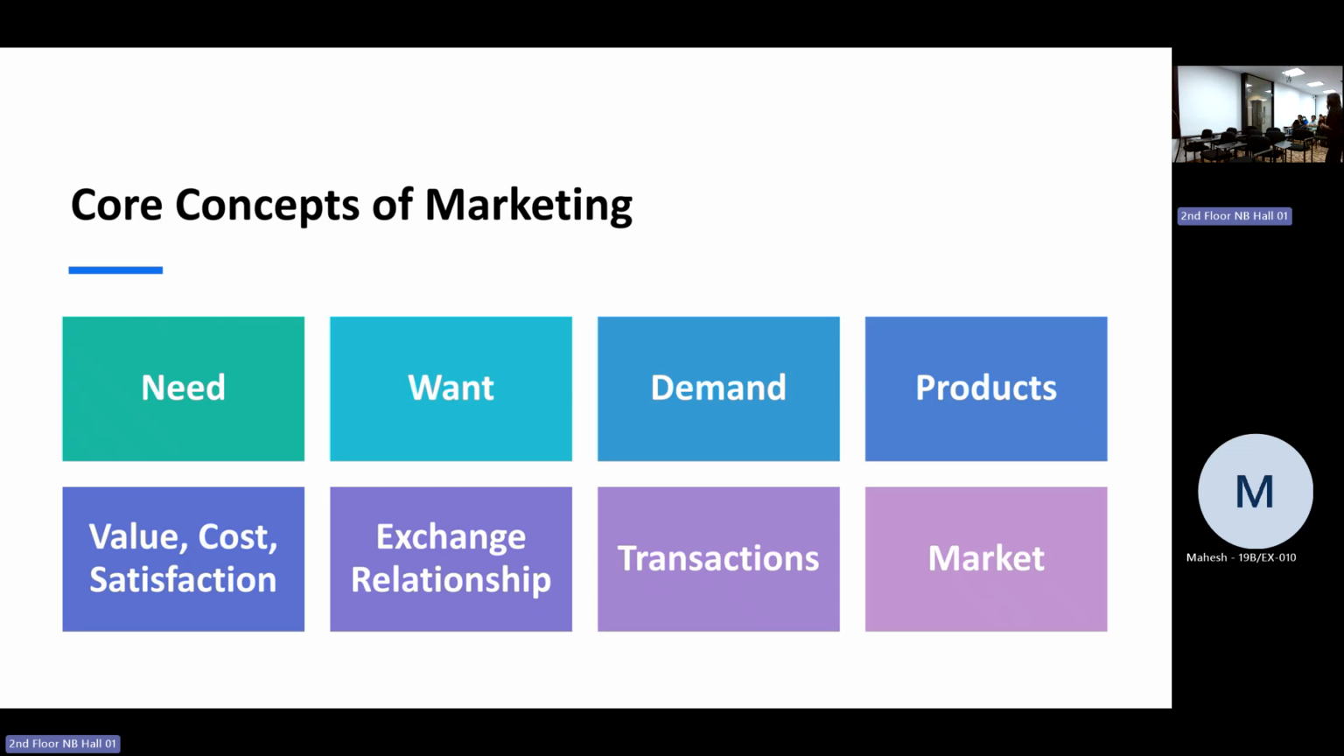Then what is product? Products mean what we offer to consumers to satisfy those demands, or wants. Product is the common word that we use for all the offerings, not only the physical things; for services also we use that common word. So that is products. What is value?